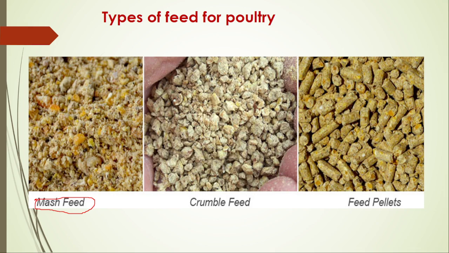Then we talk about the crumble feed. You can see on the screen this picture is of crumble feed, and you can easily recognize why it is known as crumble feed, because it looks like crumbles. In simple terms, crumble may be a coarser kind of mash, however not as compact as a pellet. That means it is not as moist or as fine as a mash, and not as compact as a feed pellet.